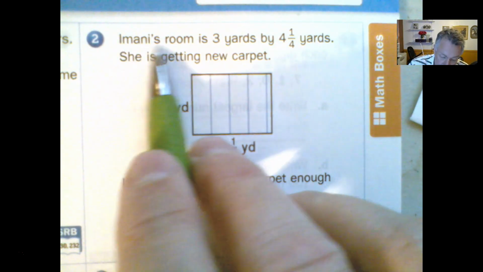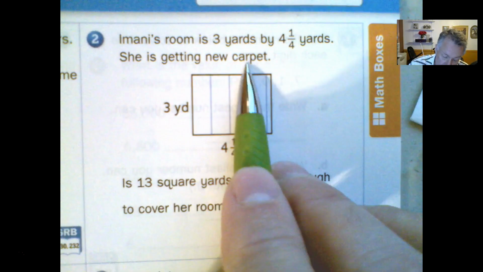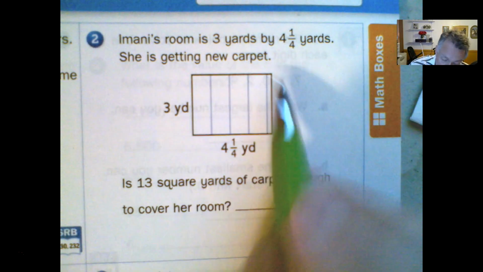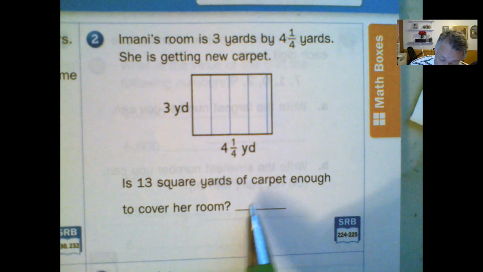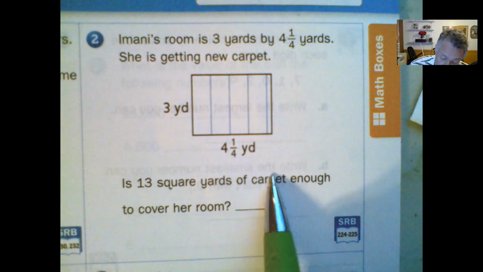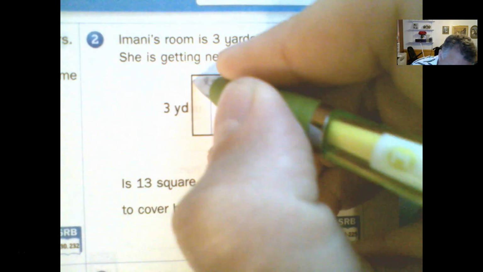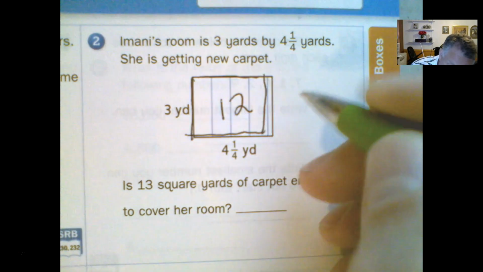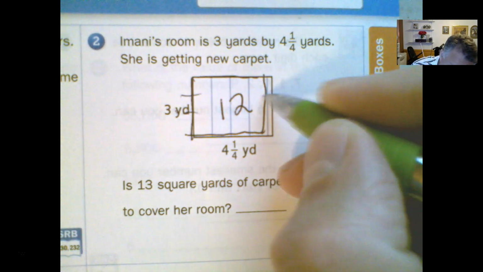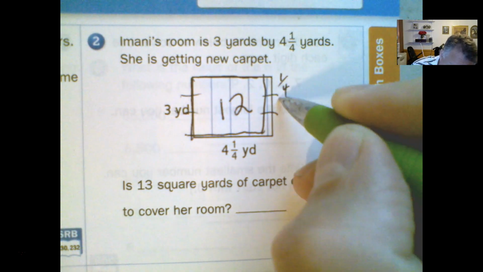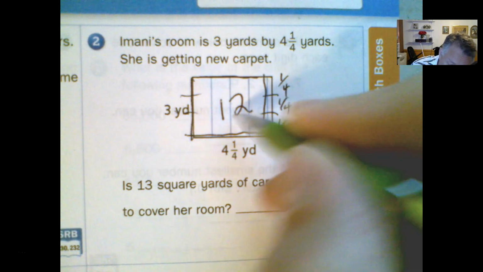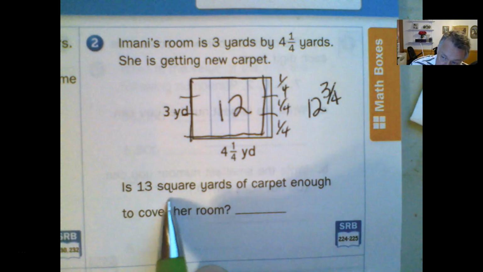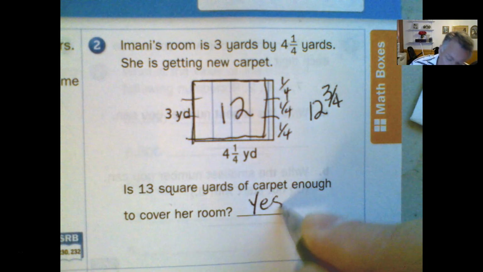Number 2, Imani's room is 3 yards by 4 1/4 yards, and she is getting new carpet. Is 13 square yards of carpet enough to cover her room? So we need to know the area of this. If it's 13 yards or less, the answer would be yes. If it's more than 13, the answer would be no. So I'm going to do the whole number piece first. 3 by 4 is 12, and then I have 3 pieces that are 1/4 yard. So that's 12 plus 3/4, or 12 3/4 yards are needed. I have 13, so yes, I have enough.